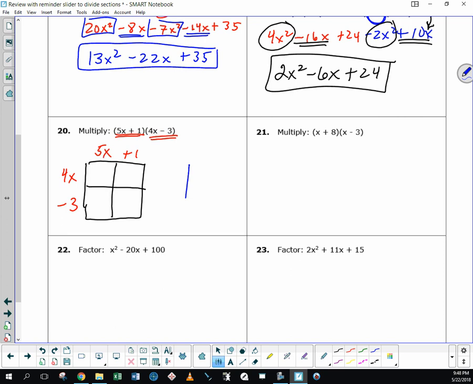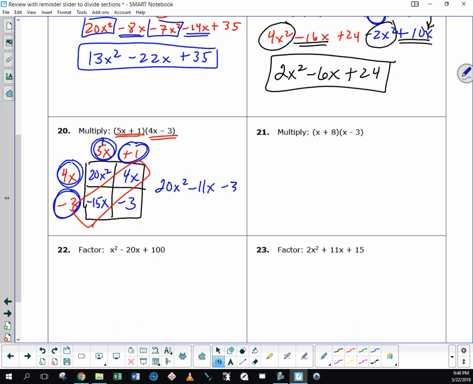And then just like in biology, when you did your squares where you had capital T and lowercase t, you multiplied across, it's the same concept. I think those are called Punnett squares. We're using these terms. So 5x times 4x is 20x squared. 4x times 1 is 4x. 5x times negative 3 is negative 15x. And 1 times negative 3 is negative 3. You're going to add on the diagonal. So we end up with 20x squared, negative 15 plus 4 is negative 11x, minus 3.